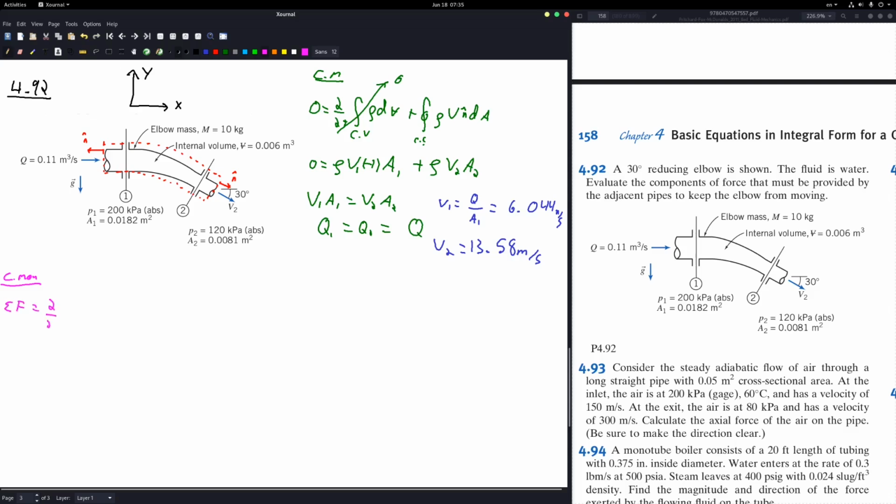The next step here is to write the conservation of momentum. So we know that the summation of forces is going to be equal to the rate of change of the momentum inside the control volume plus the ingoing and outgoing fluxes.